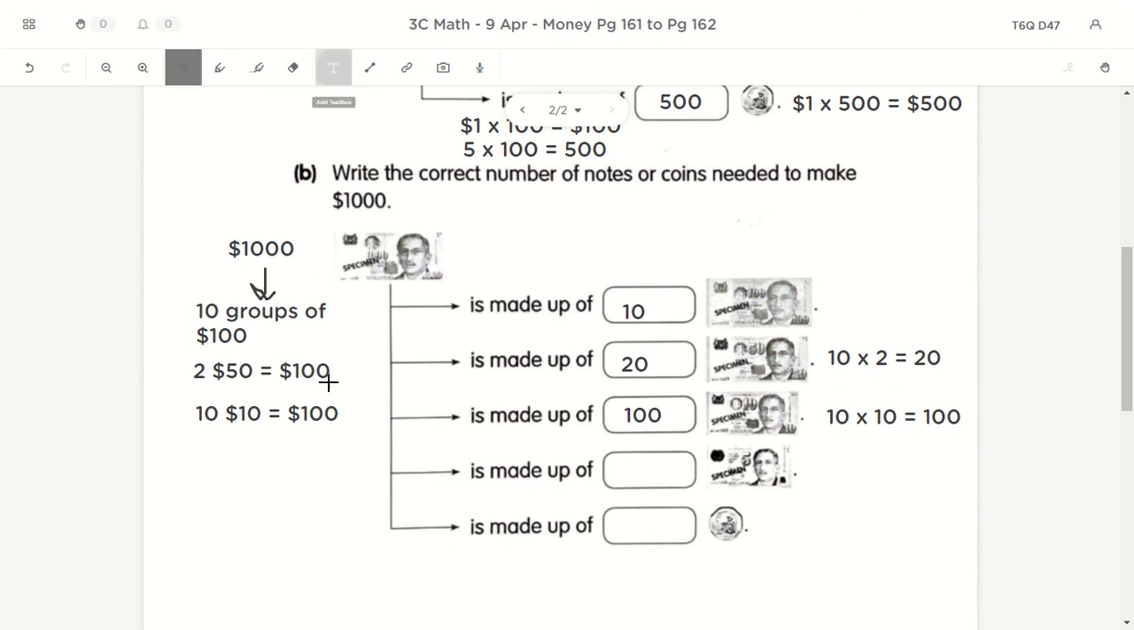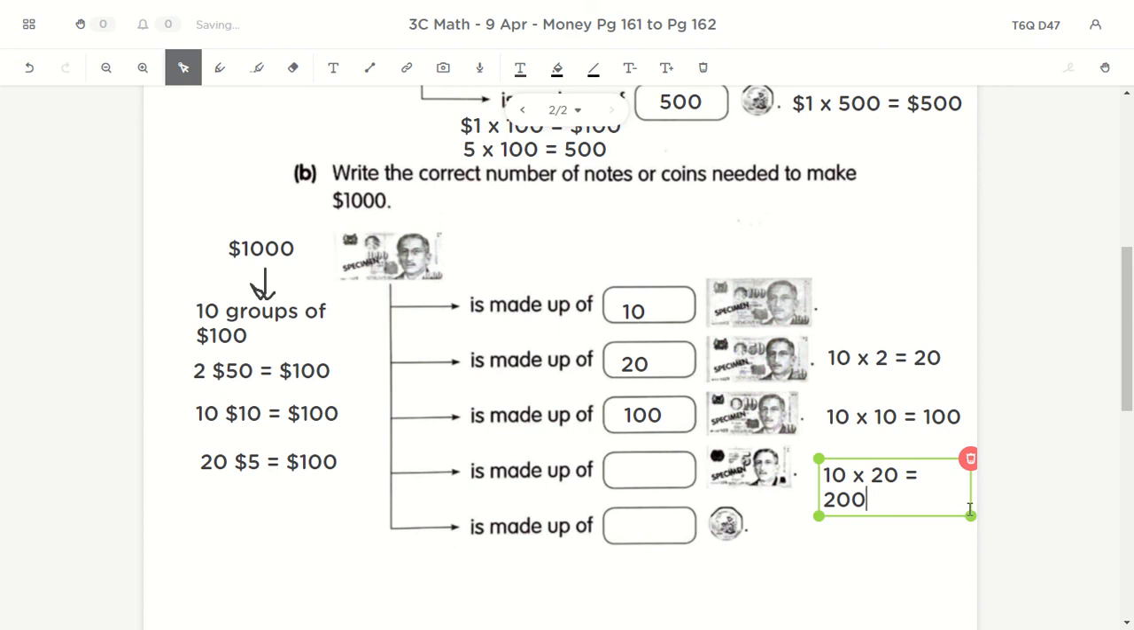Similarly, let's look at $5 notes. How many $5 notes make up $100? If you think about it, it's actually 20. 20 $5 notes will give you $100. How do I get that? 20 times 5 gives you 100. Using the same logic again, you have 10 groups of 100. In each group of 100, you have 20 $5 notes. 10 times 20 gives you 200. And that's why the answer for $5 notes is 200.